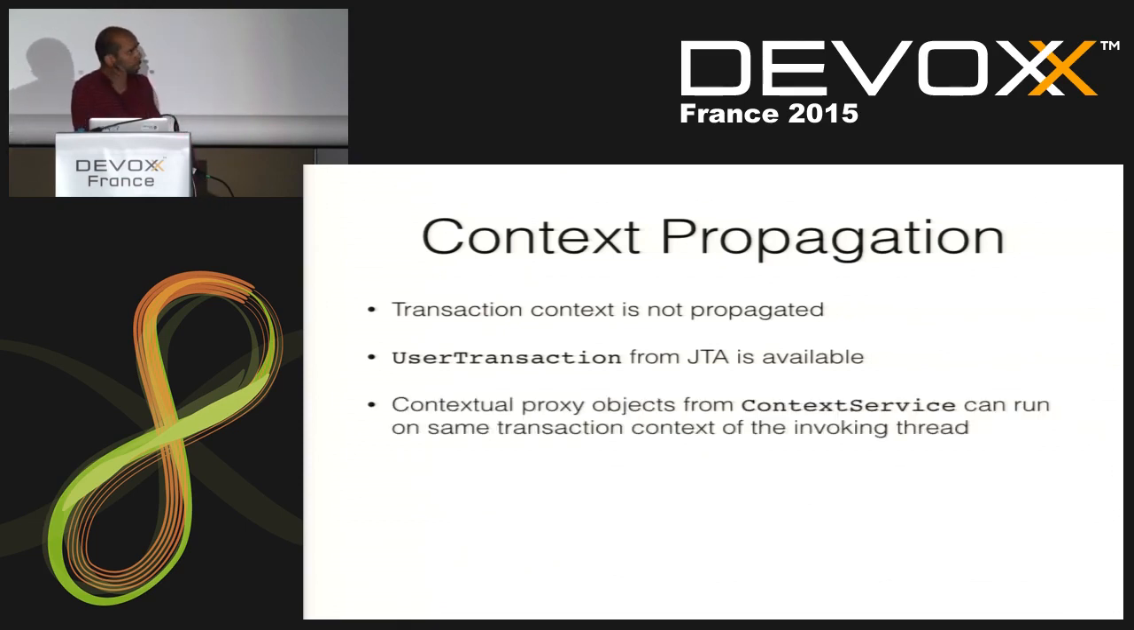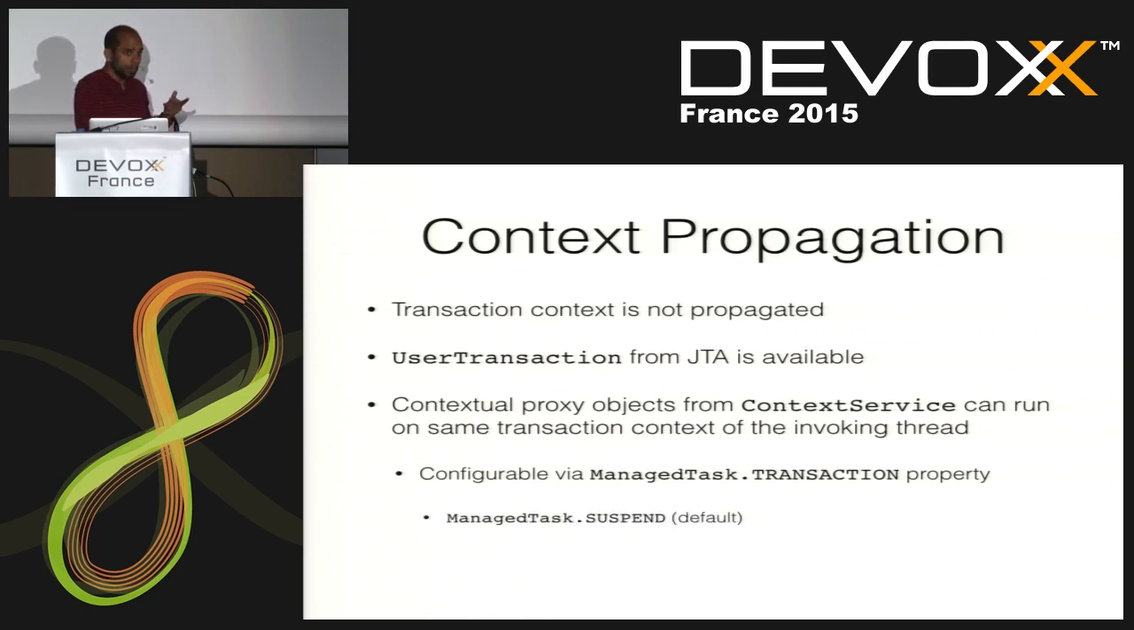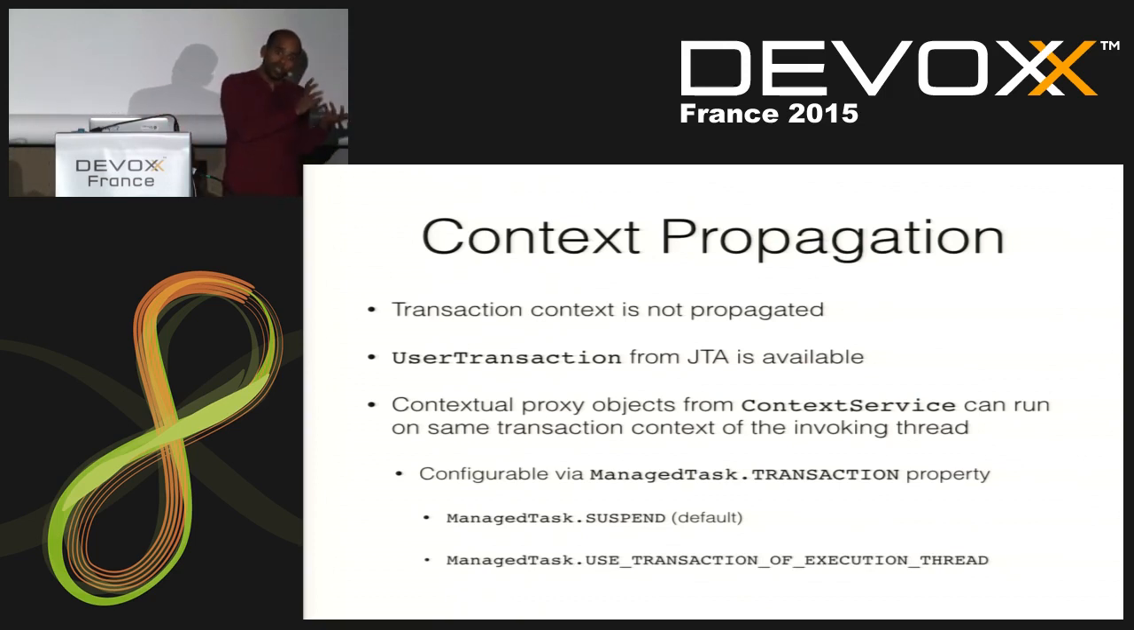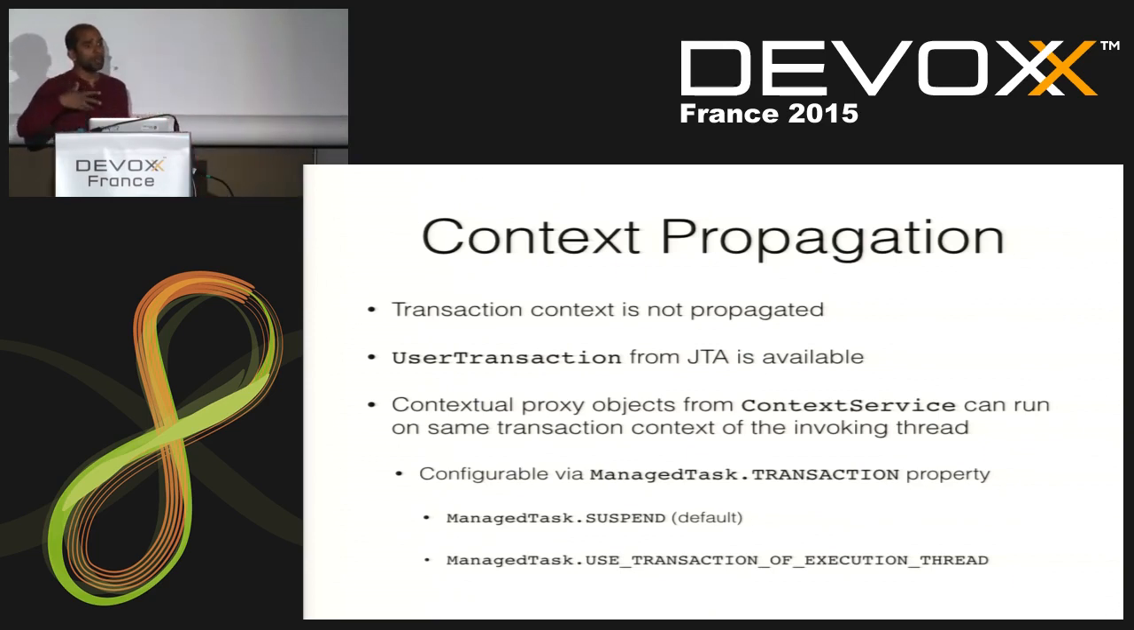Now, one of the things that I want to highlight here is that contextual proxy objects can run on the same transaction context of the invoking thread. And how that's possible is via the usage of the configuration properties. Remember, in the contextual proxy, we have this map of string versus string. In that, you can specify the managed task transaction property. Depending upon whether it's managed task suspend, which is the default, that means you suspend the parent transaction. If you want to run a new transaction, you inject a new user transaction and go with that. Or you can say use the transaction of the execution thread, in which case you are running in the same thread where the contextual proxy object was created. So in terms of contextual proxy, there is a capability to at least run in the context of the called thread.